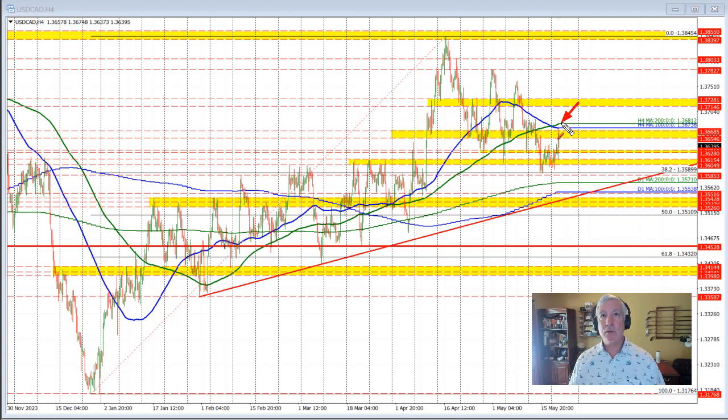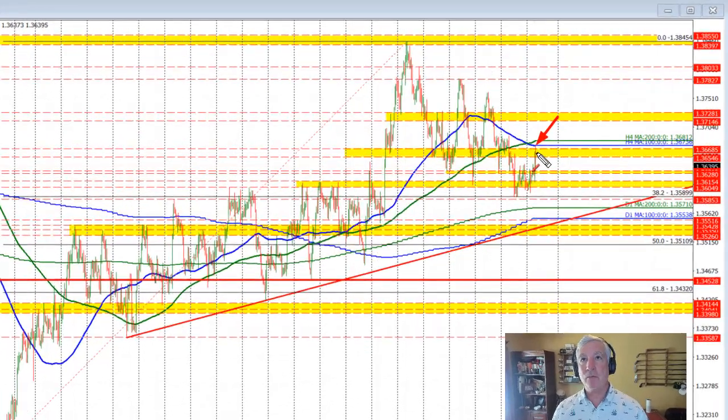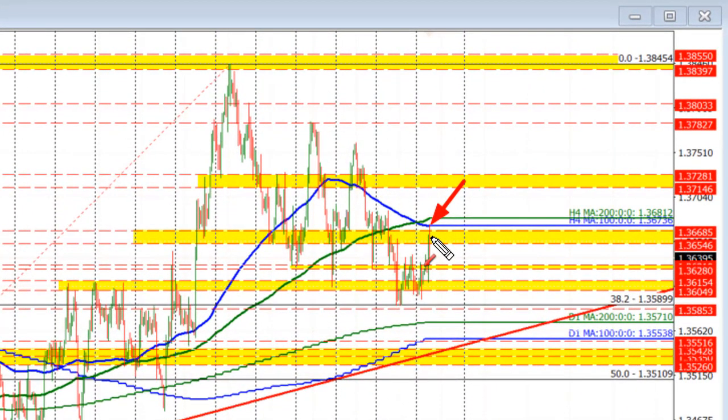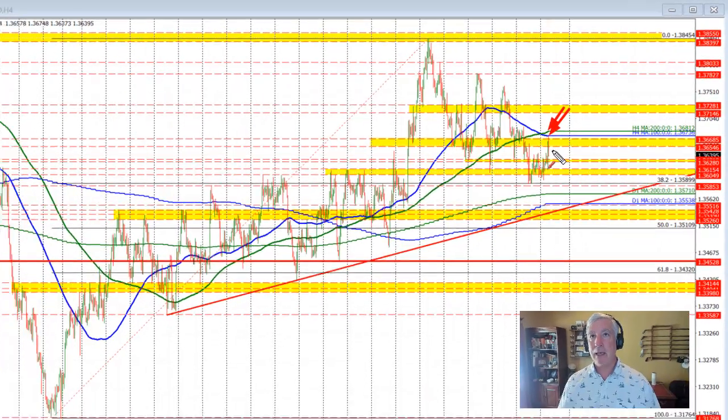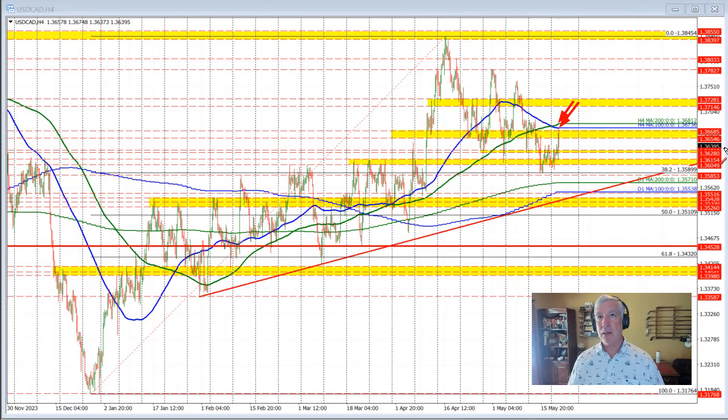The price moved up to test its 100 bar moving average on the 4-hour chart. That level comes in at 1.36736. It also fell short of the 200 bar moving average on the 4-hour chart. That level comes in higher at 1.36812. The price has since rotated back to the downside and currently trades at 1.36395.